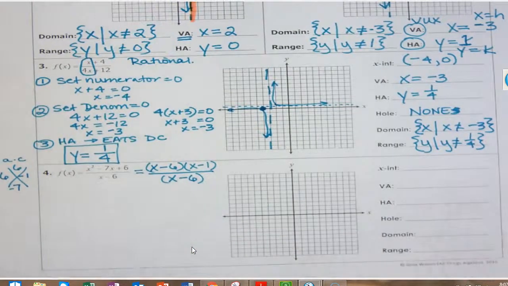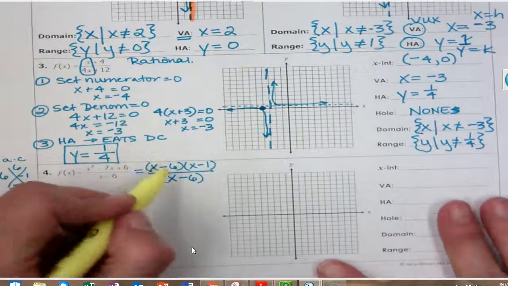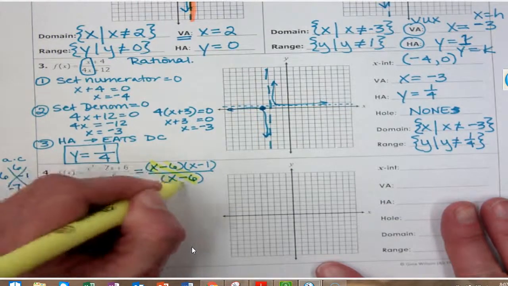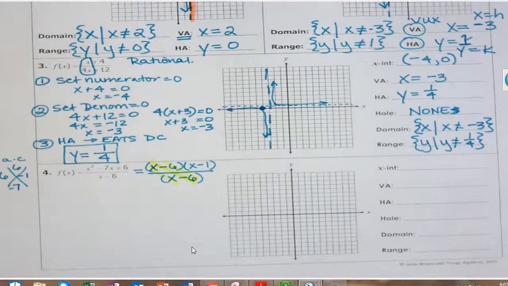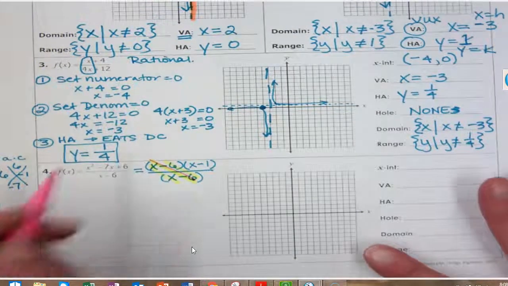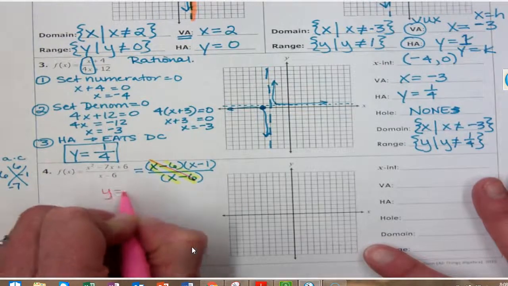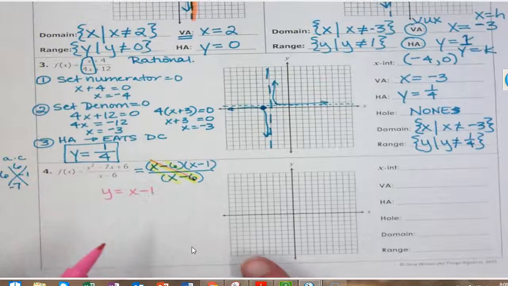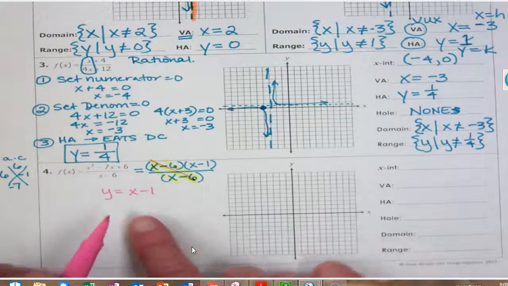And I'm going to look and I'm going to say, okay, these can cancel out. That is going to be my hole right here. That is the hole. Actually, if I cancel that out, I'm left with y equals x minus 1. That seems easy enough. But I've got this to deal with. So part of it, I'm going to be working with this.